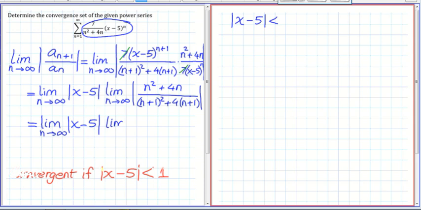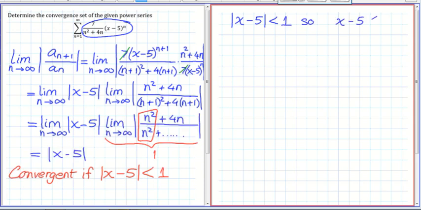Plus 5 on both sides, we have x less than 6 and greater than 4, so x is between 4 and 6. Right, so we know it is convergent when x goes from 4 to 6. And now we need to test what happens when x equals 4 and what happens when x equals 6.